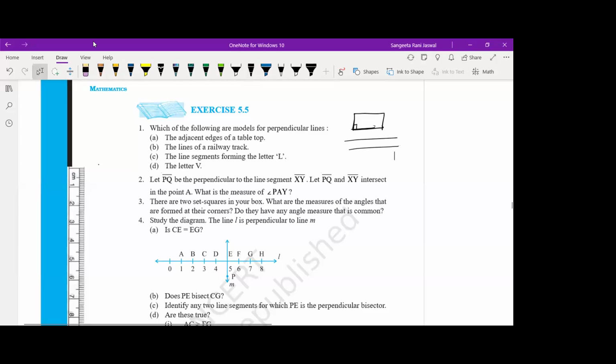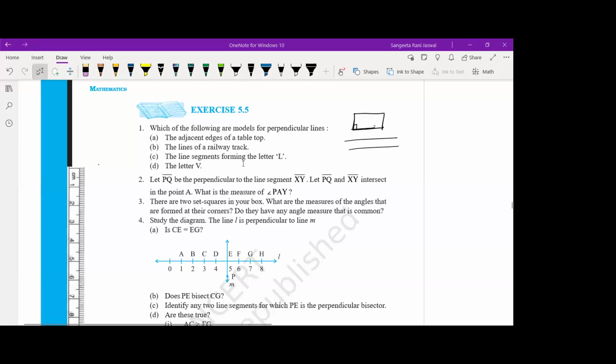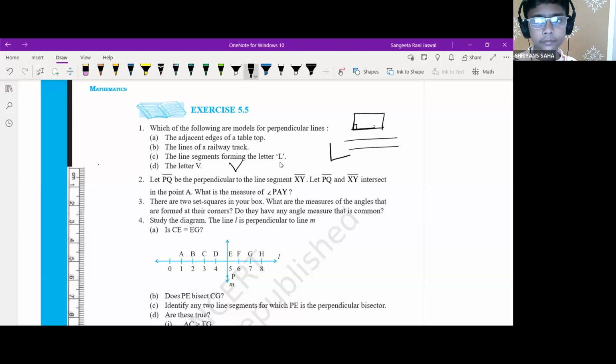No, ma'am, they are parallel. Line segments joining, forming the letter L. Now, if I have two line segments making the letter L, are they perpendicular? Yes. Okay. The letter V, are these two lines perpendicular? If I make one line like this and another like this, are they perpendicular? No, ma'am, they are not.